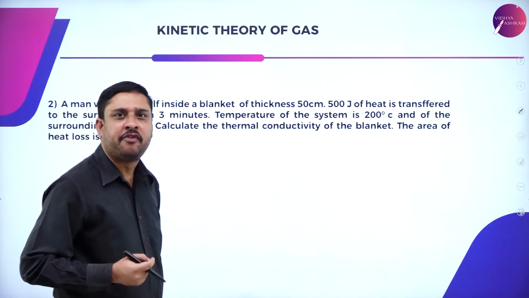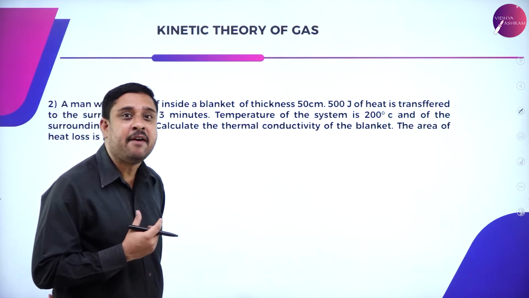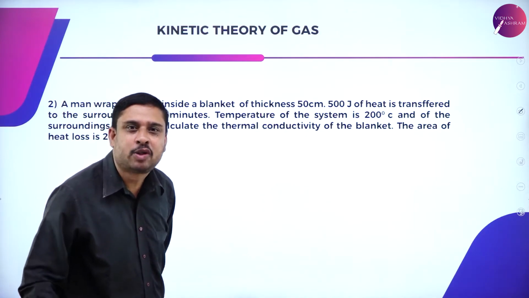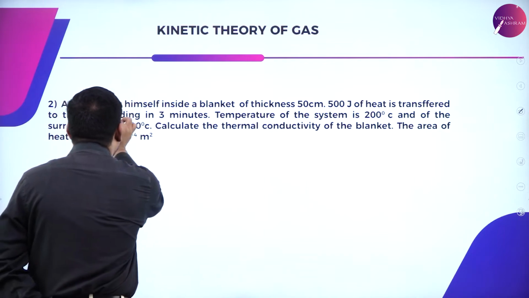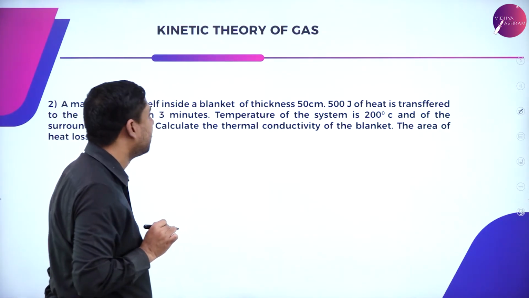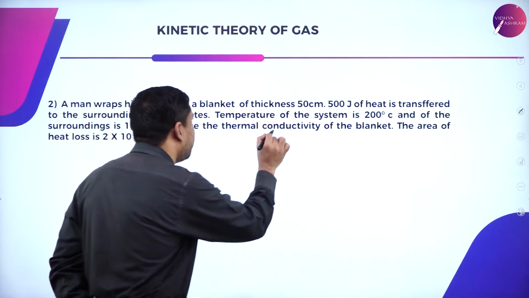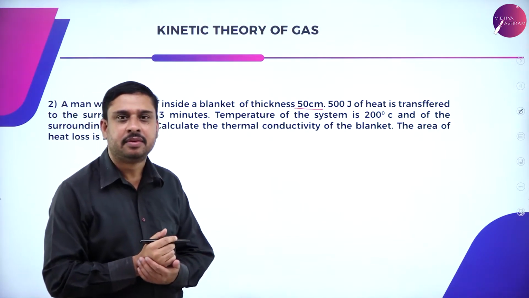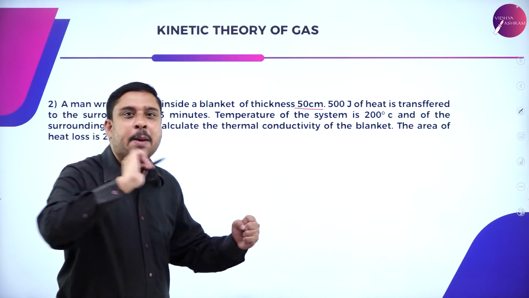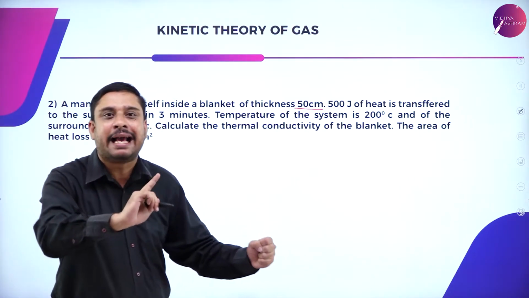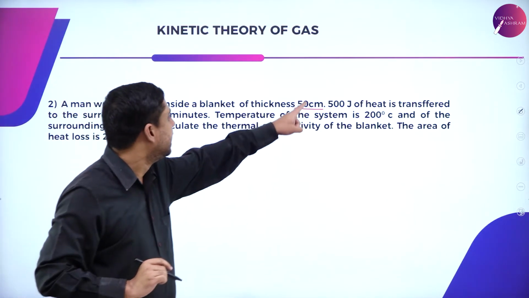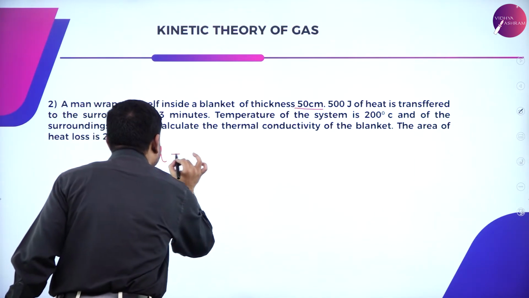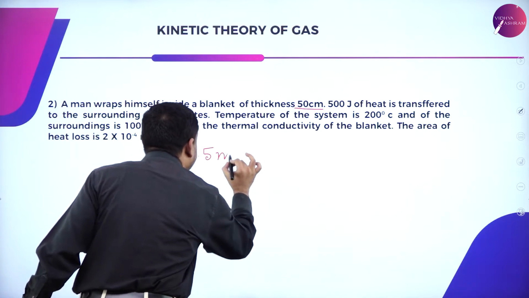Next problem. If I work out one problem, I now have a thought process which I can employ to work out any other problem. A man wraps himself inside a blanket of thickness 50 centimeter. There is a man who is wrapping himself, taking a blanket and putting it alongside him. Thickness of the blanket is 50 centimeter, which is 0.5 meter.